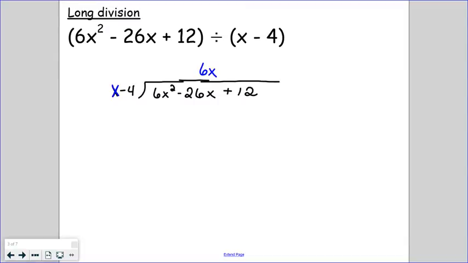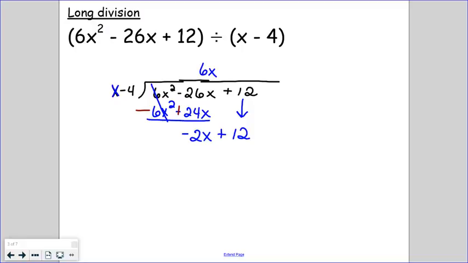So I'm going to take a 6x and distribute it all the way through that binomial, which would give me 6x squared minus 24x. And then before I combine my terms, I'm going to go through and subtract, change the sign on everything, and then just combine my terms. 6 minus 6 is gone. Negative 26 plus 24 would be a negative 2x. Bring down my next term and start over.